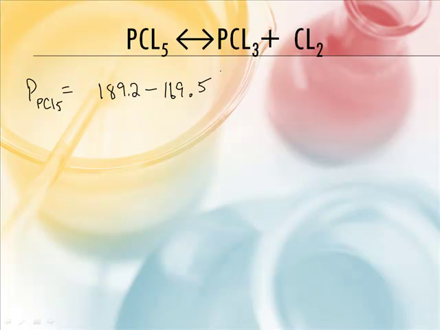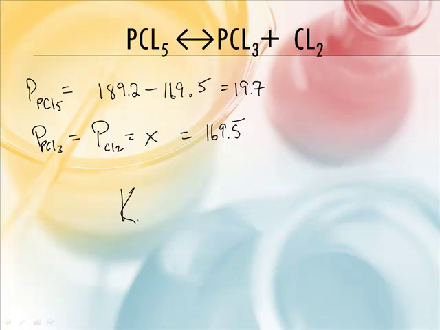I'm on my calculator now. 189.2 minus 169.5 yields 19.7. And then the partial pressure of the PCl3 is the same as the partial pressure of the chlorine, which was x, which is 169.5.